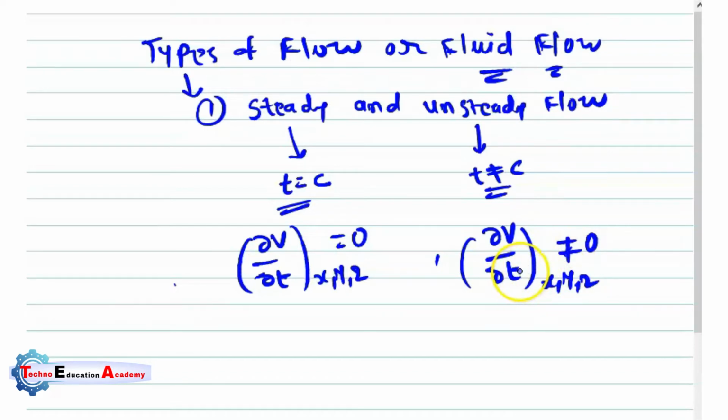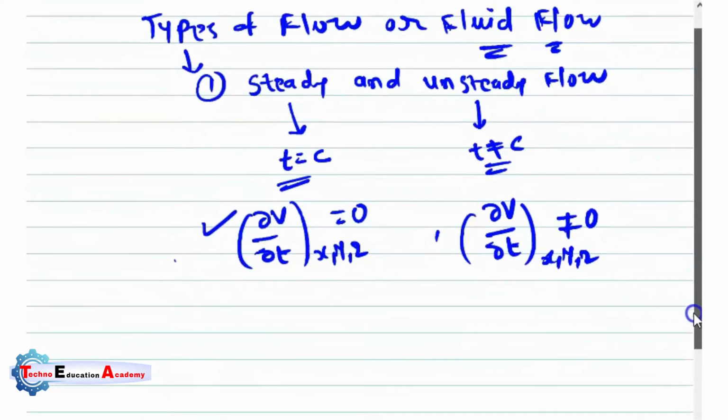So steady flow is defined as that type of fluid flow in which the fluid characteristics like velocity, pressure, density, etc. at a point do not change with respect to time. Any property of the fluid which does not change with respect to time, it is called steady flow. An example of such a property is velocity. But if the property is changing with respect to time, then it is called unsteady flow.